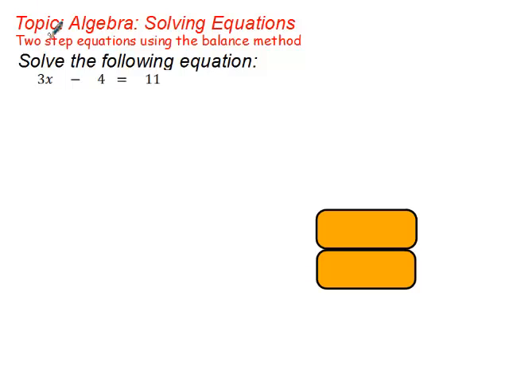Okay, so we've learned how to solve one-step equations. This lesson we have to learn how to solve equations where there's two steps. So for something like this, 3x take 4 equals 11, we've got to try and find the value of x which makes it true. That's what we mean to solve it, isn't it?